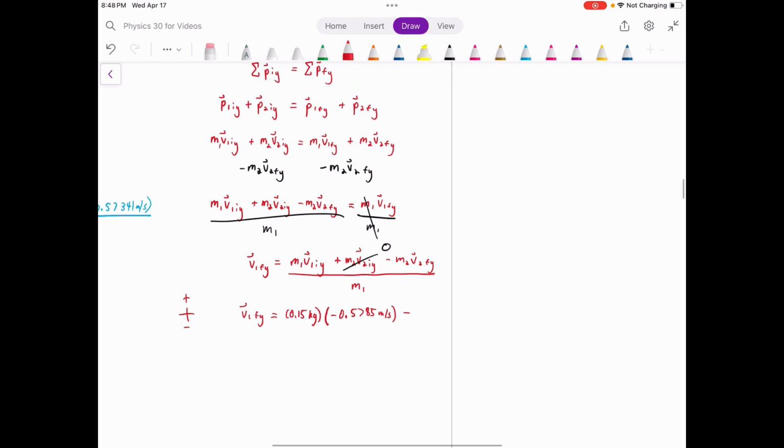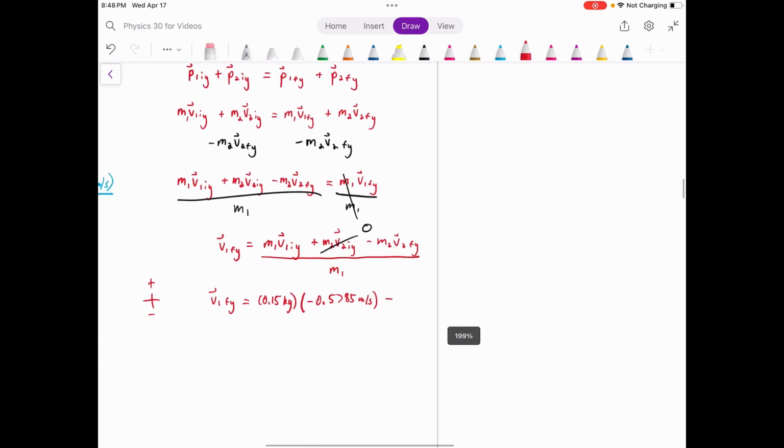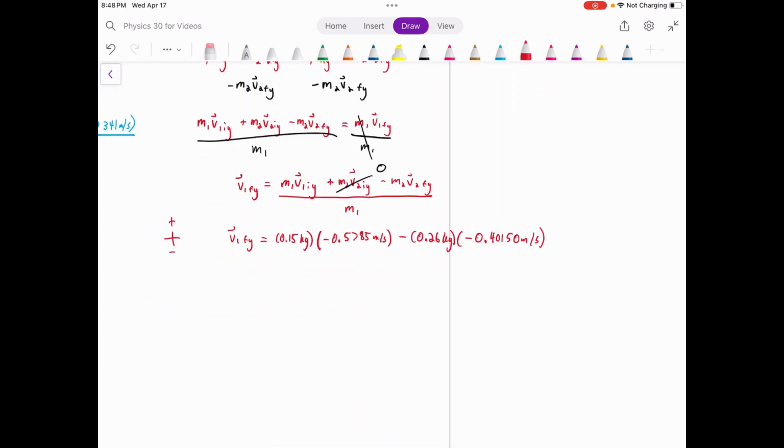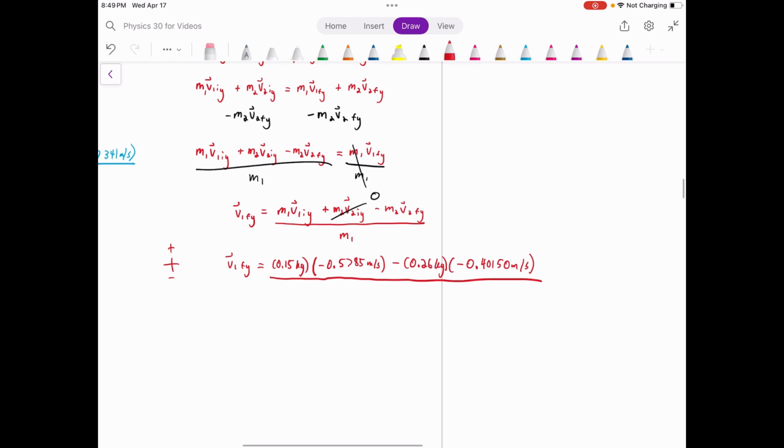So minus mass 2 v2 final y, so that's 0.26 kilograms, times the y component of its final velocity, which is also downwards, so negative 0.40150 meters per second. Okay, and notice you will straight up get the wrong answer if you aren't consistent with your signs, right? It's not as simple as, oh, I would just have to add a negative after, because we're actually subtracting this. And if we subtract a positive or subtract a negative, we get different numbers. Not just the wrong sign, we'll actually get a completely different number. Okay, divided by mass 1, which is 0.15 kilograms.